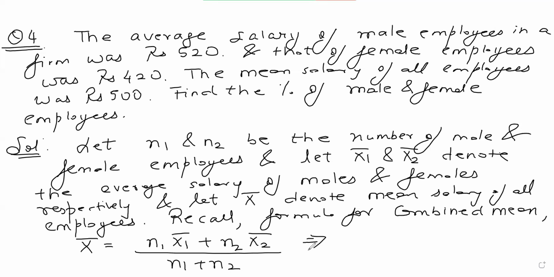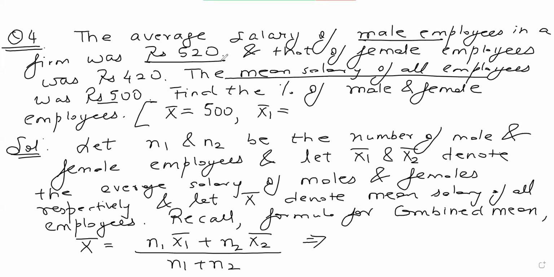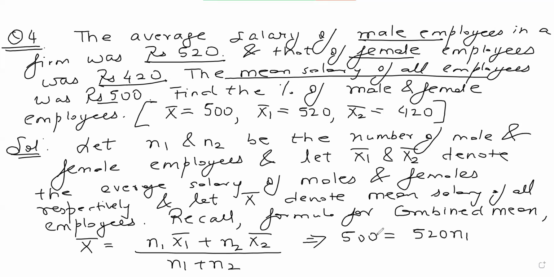Now, X bar is how much? From this question, X bar is the mean salary of all employees, which is 500. X1 bar is the male employees' average, 520. X2 bar is the average salary for female employees, which is 420. So I can plug in all these values: 500 is equal to (520 N1 plus 420 N2) over (N1 plus N2).